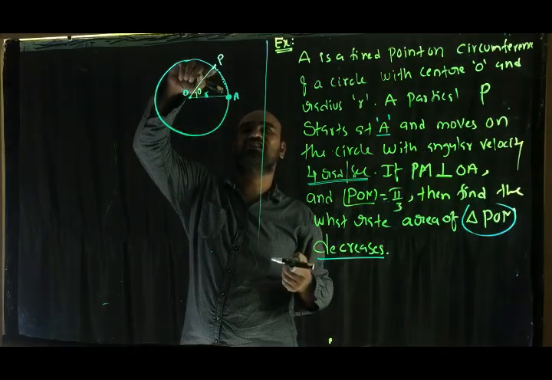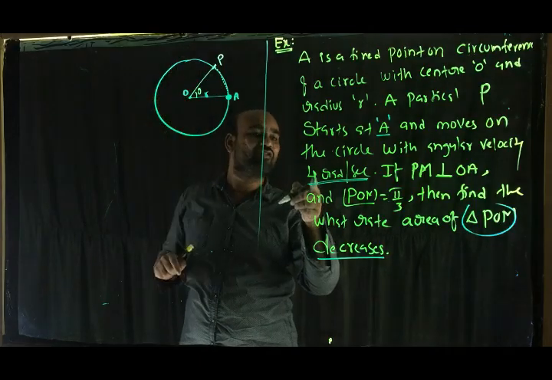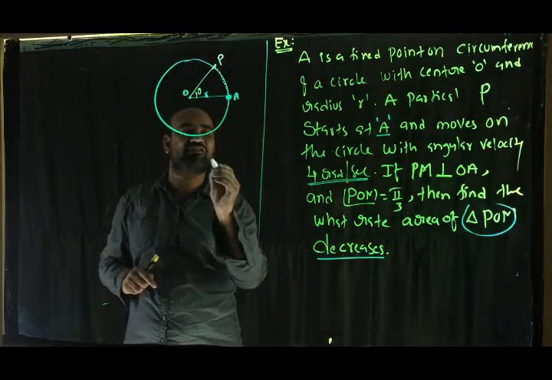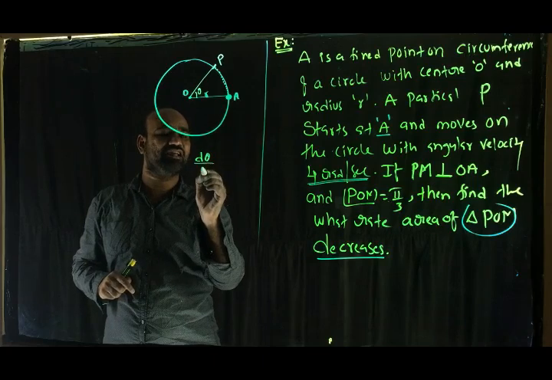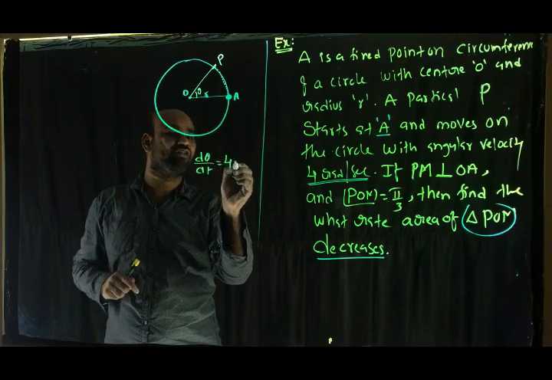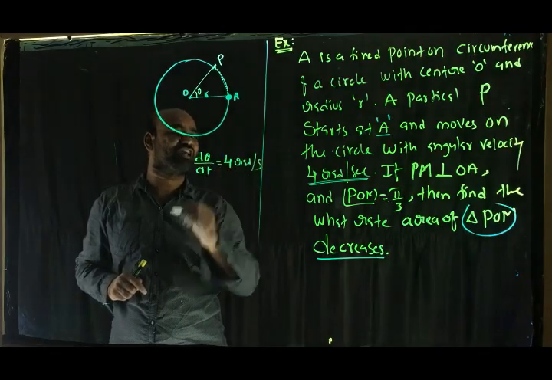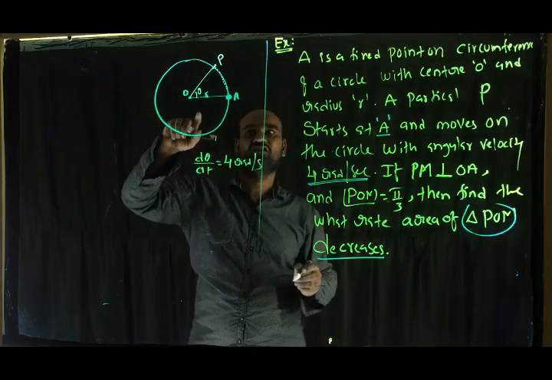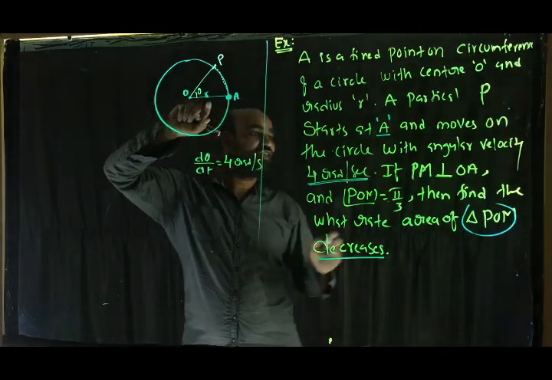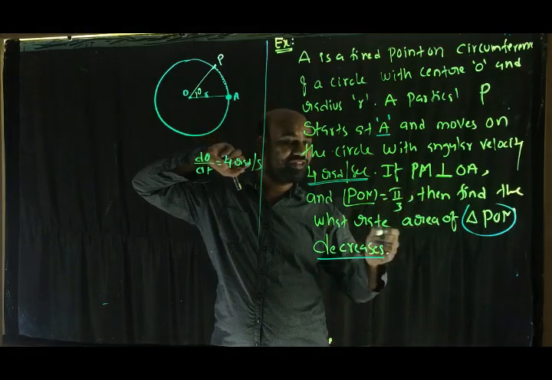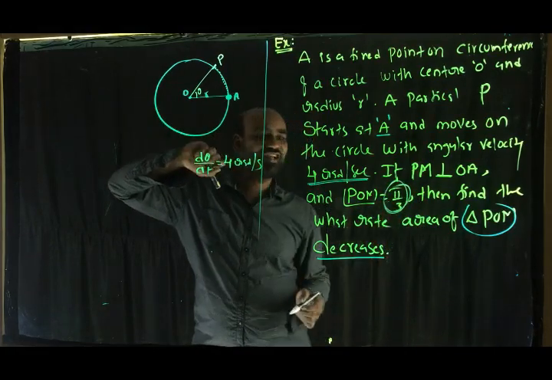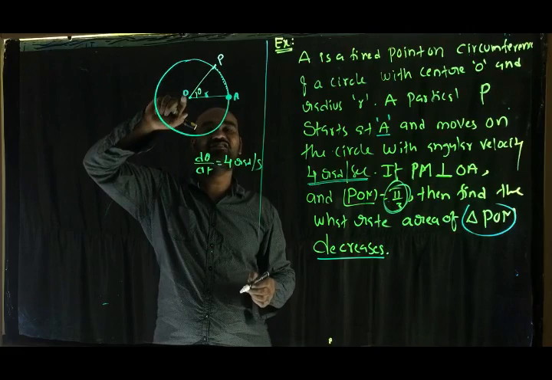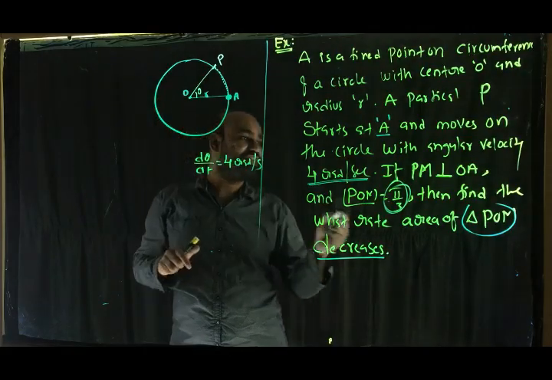The angular velocity of P about O is given as 4 radian per second. That means d theta by dt is given as 4 radian per second. Okay, so theta is changing. We need the rate at which the area of triangle POM changes when theta is pi by 3.